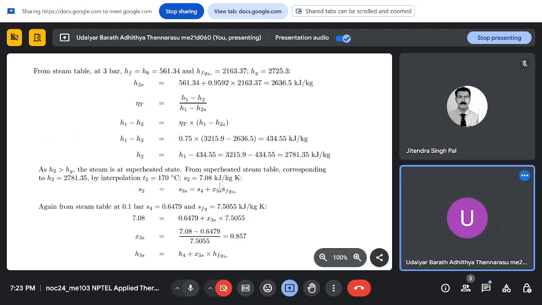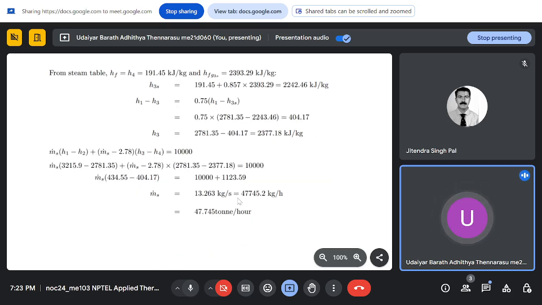So from there we can again estimate the vapor fraction at state 3s, and that comes out to be 0.857, and using that we can estimate the enthalpy at the exit H3s, ideal case. It will be 2242.46. So again you are applying the efficiency of the turbine to estimate the change in enthalpy as 404.17, and the absolute enthalpy at exit is 2377.18 kilojoule per kg.